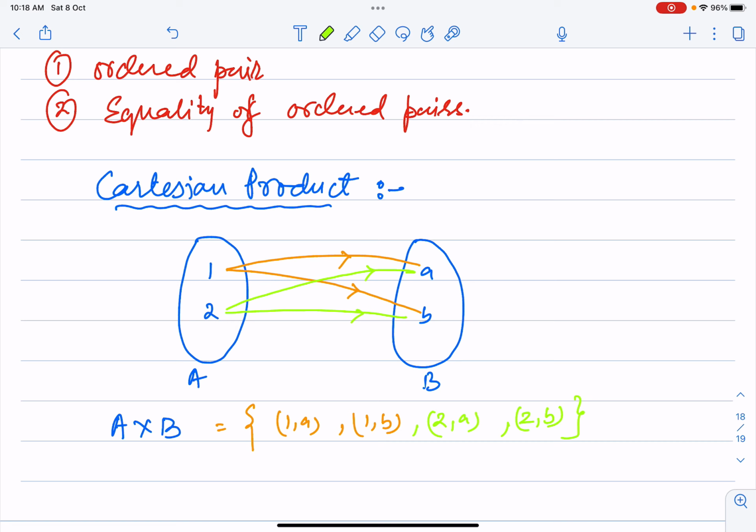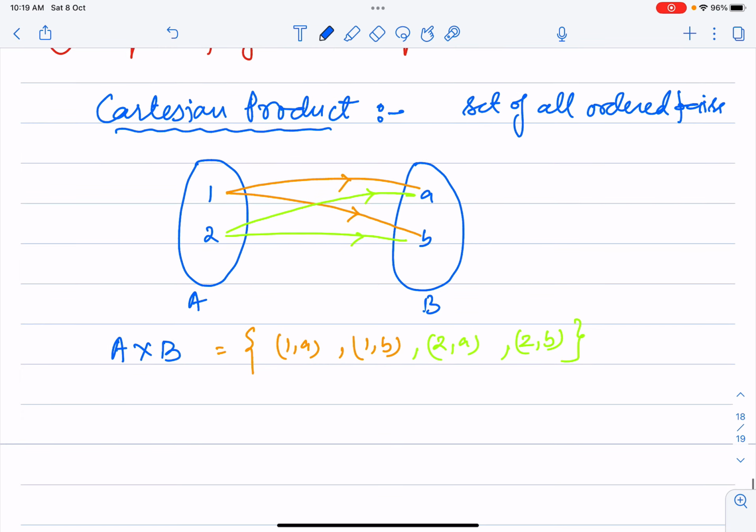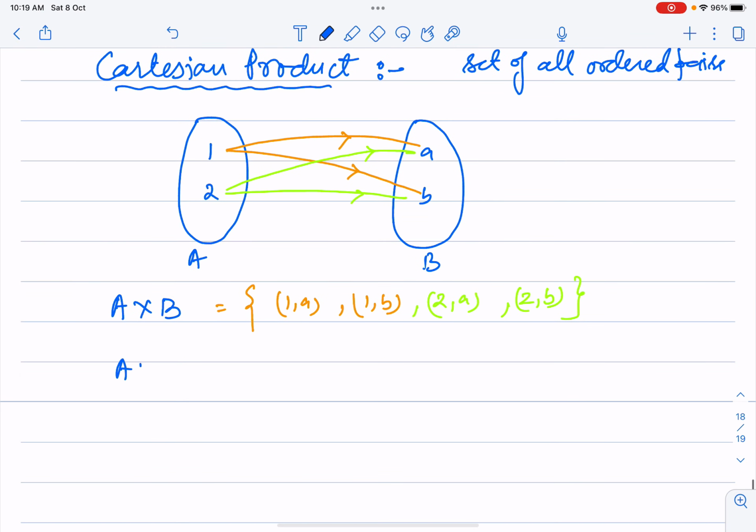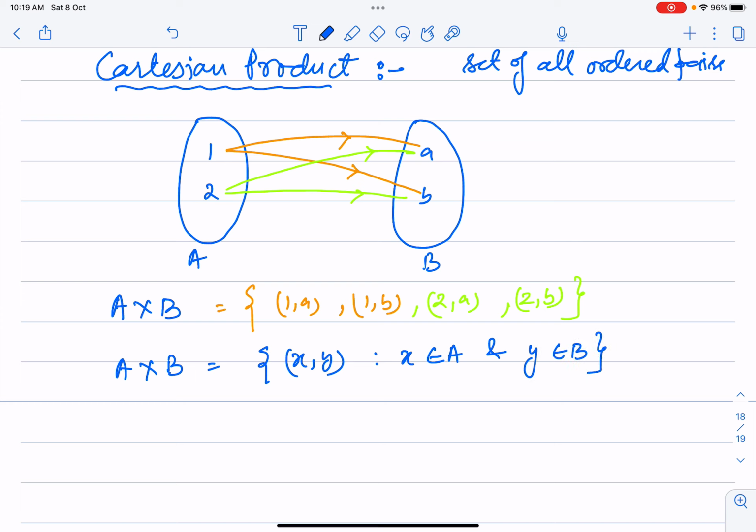So what is Cartesian product? Cartesian product is the set of all ordered pairs, right? And we can also write it like this. Suppose I write A cross B is the set of (x, y) such that x belongs to A and y belongs to B. We can depict this mathematically in this way.